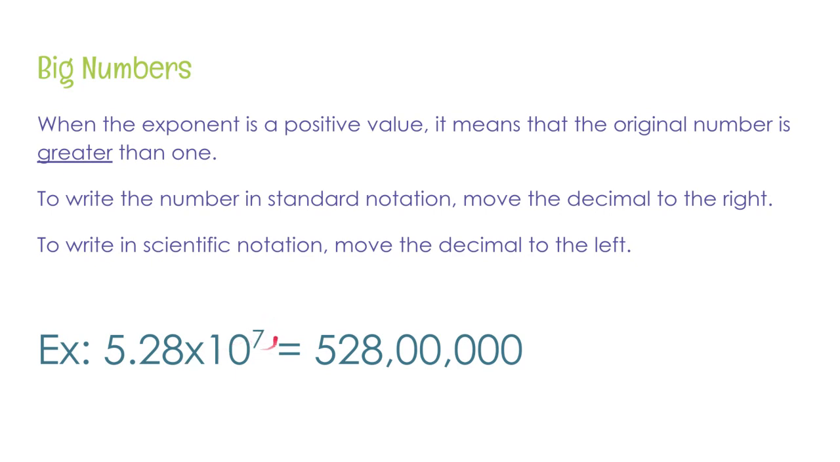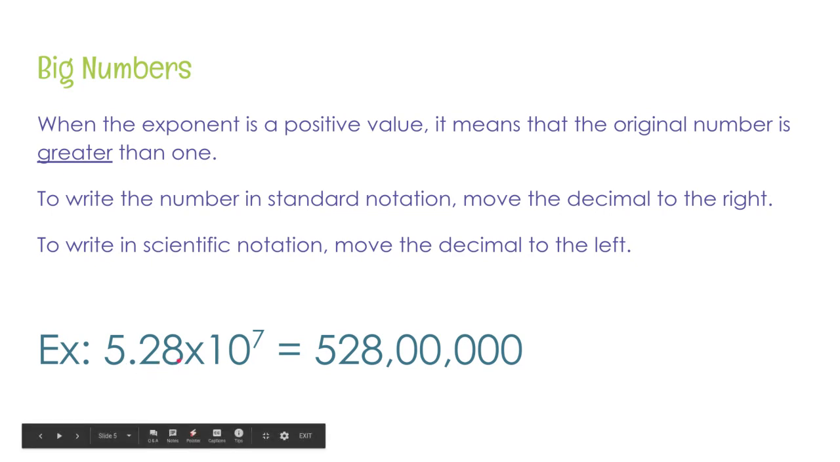It's going to be written in the place of a really big number. This 7 also tells me that I need to move the decimal 7 times. If I were to take 5.28 and try to make it a number bigger than 5.28, I want to move the decimal 7 times and make this number bigger. My decimal is going to wind up moving to the right 7 times. So I move 1 and 2, and then I need 5 more, and that's where these 5 zeros come from.